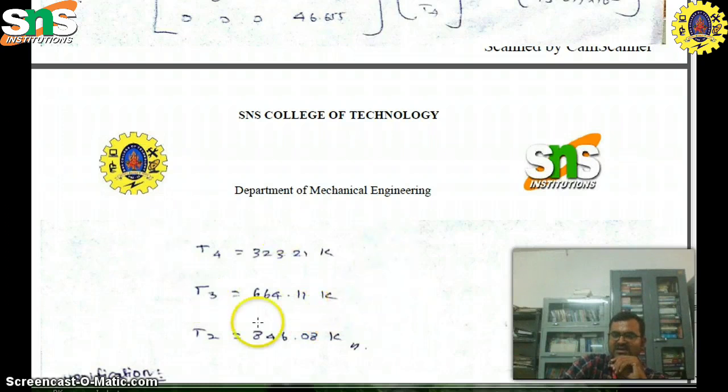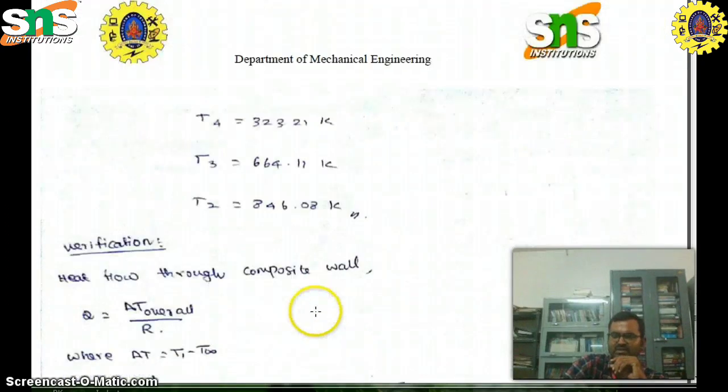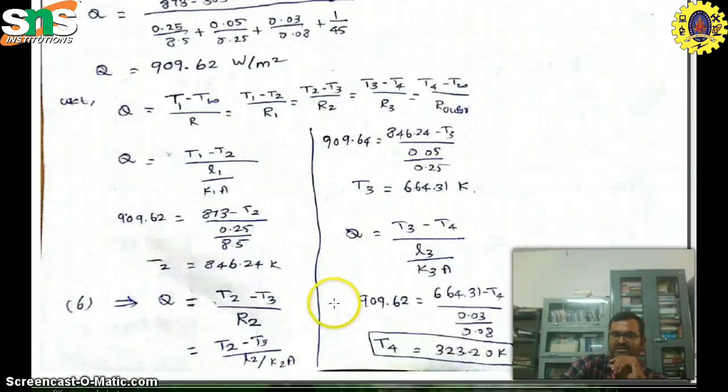This is the general heat transfer solution. This is the general verification process we have to follow. We will get the same values.